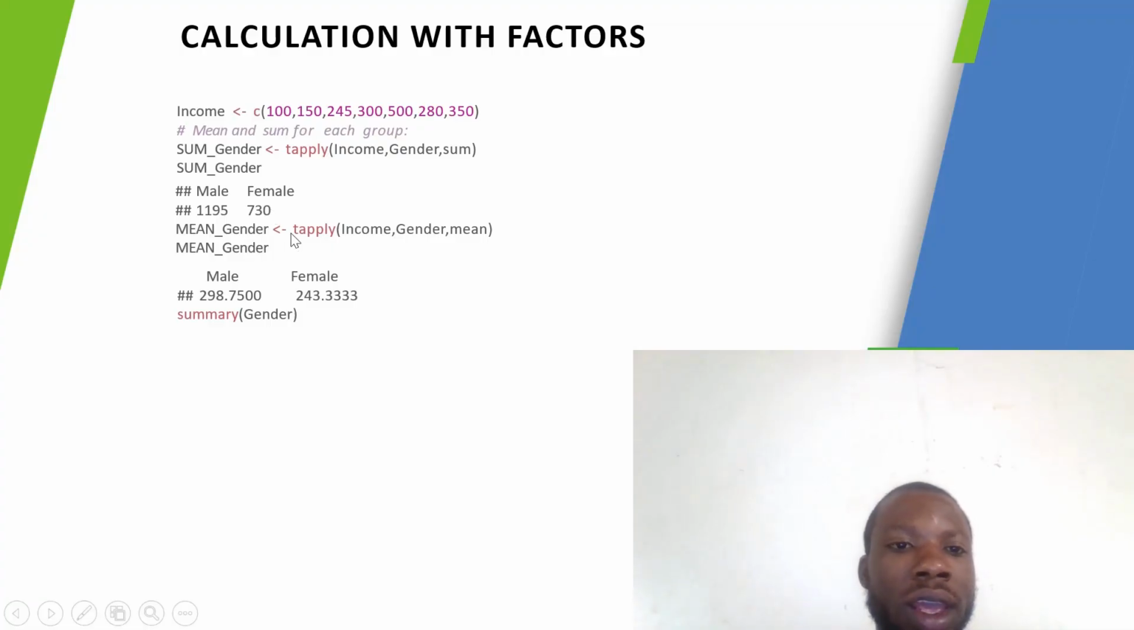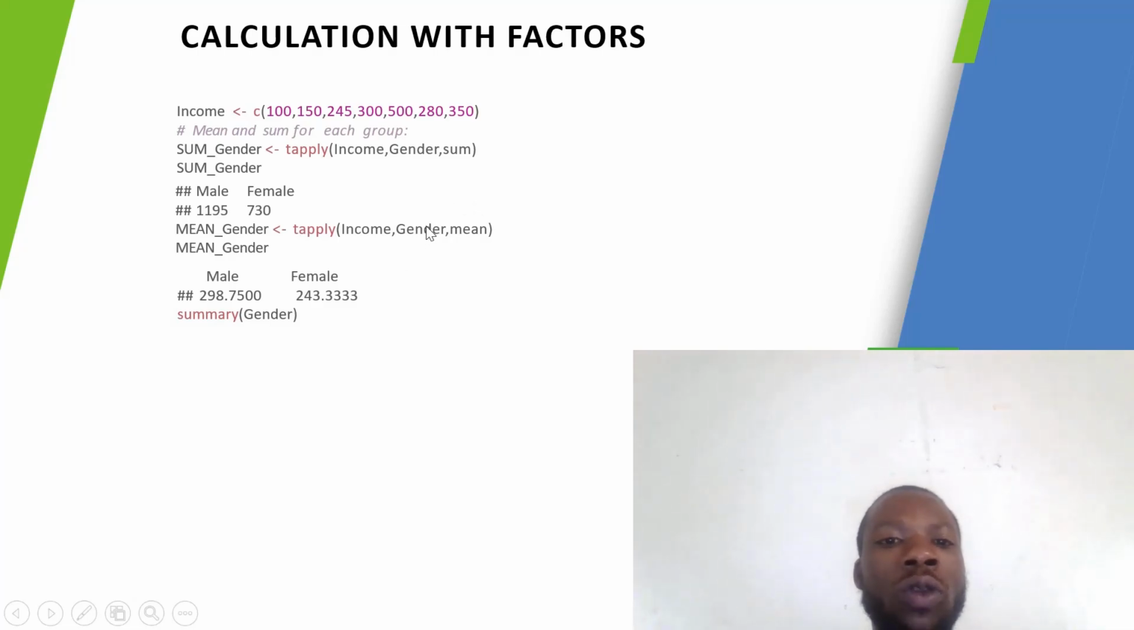The mean is the same. That's what the function tapply helps us do: calculate something based on categories, categorizing in a statistical way. You see, now we are starting to do analysis seriously. This is the income variable, and this is gender, and I want the mean for each category.